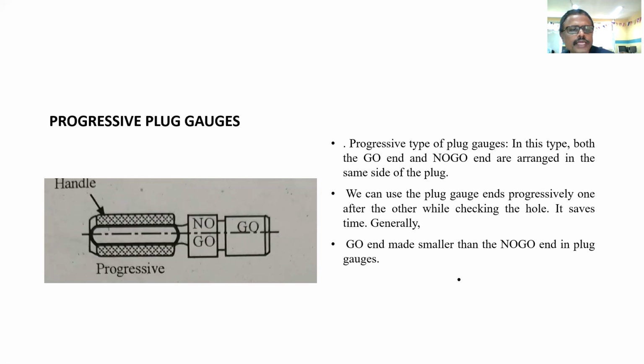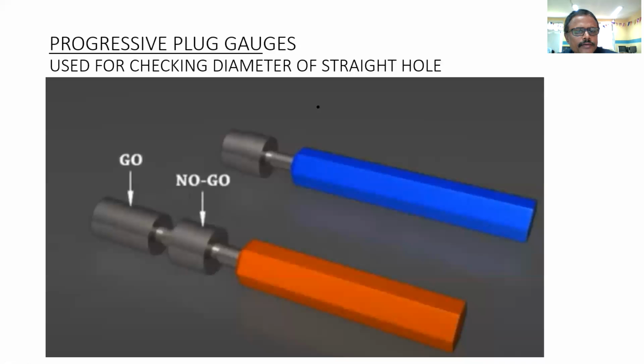Then we can use these plug gauges progressively one after the other while checking the hole. The go end is made smaller than the no go end in the plug gauges. This go end is made smaller than this no go end. So the same thing can be seen here.